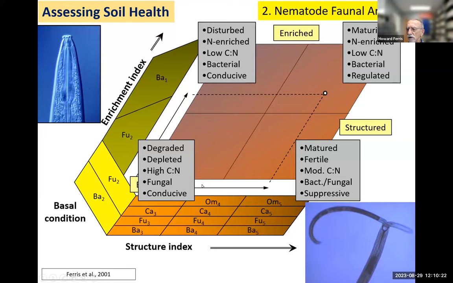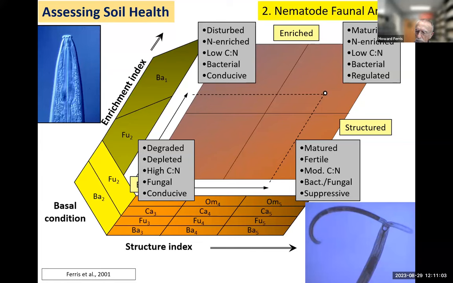populations of enrichment indicators, a very strong structure index, maybe some basal nematodes there. So a degraded system, a desert type of system, depleted of organic matter. What organic matter is there is high carbon to nitrogen ratio, fungal, but it will be conducive, because if we start putting water and nutrients on here, the plant feeding nematodes will increase very rapidly, and there will be no regulators. Okay, so that's the idea of using nematodes in faunal analysis, assessing the condition of the soil food web.